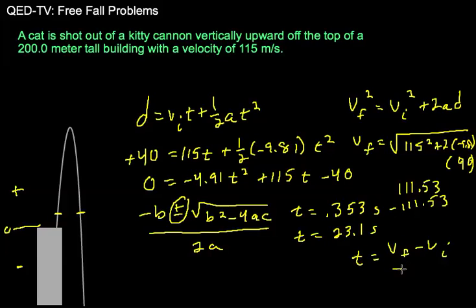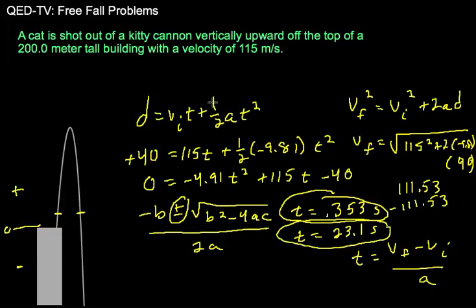And then to figure out the times at these locations, I could use time equals VF minus VI over A, right? Because I know my initial velocity is 115, and my final velocity here on this first place would have been positive 111.53. That would give me a negative number, and I divide it by negative 9.81, and I would get this time right here. Or I could put in initial velocity still 115, but I could put a final velocity of negative 111.53 divided by negative 9.81, and I would get this time right here.